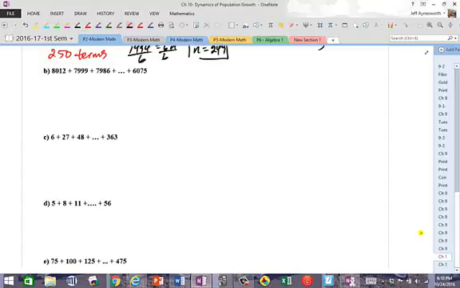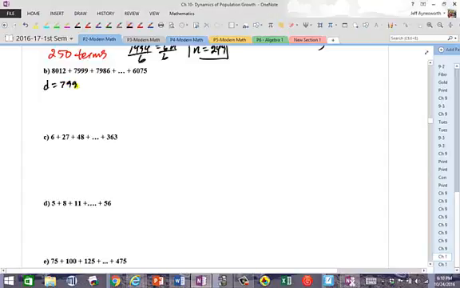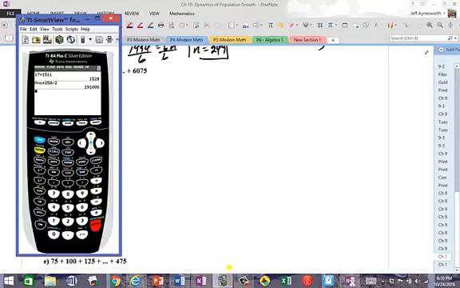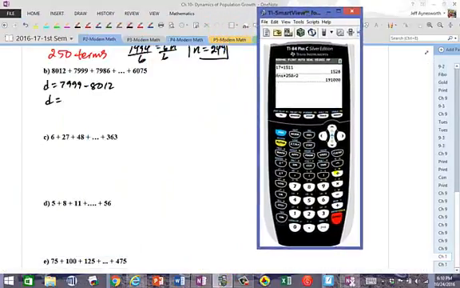All right, on this one, here we go. This is a decreasing sequence. So the common difference is D equal to 7,999 minus 8,012, which is going to be negative. So what you have to do is subtract, always second term minus the first term. You guys already know that. So 7,999 minus 8,012, you get negative 13.